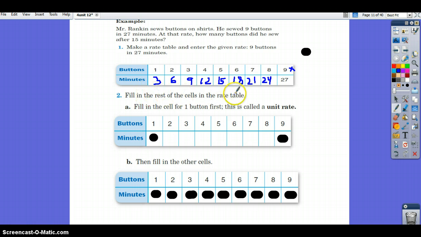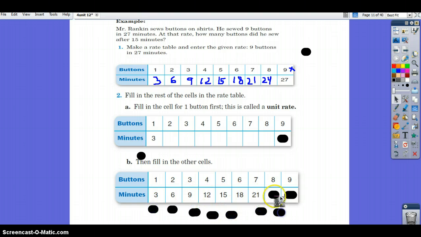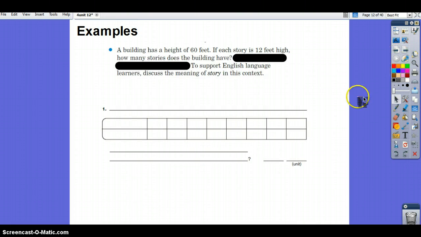Number 2, fill in the rest of the cells in the rate table. Fill in the cell for 1 button first. This is called the unit rate. So it's unit because 1 button takes 3 minutes. So that was 1 unit. Then we fill in the other cells like I did above. And basically all we're doing is checking our answers to make sure we did it correctly. And we did.